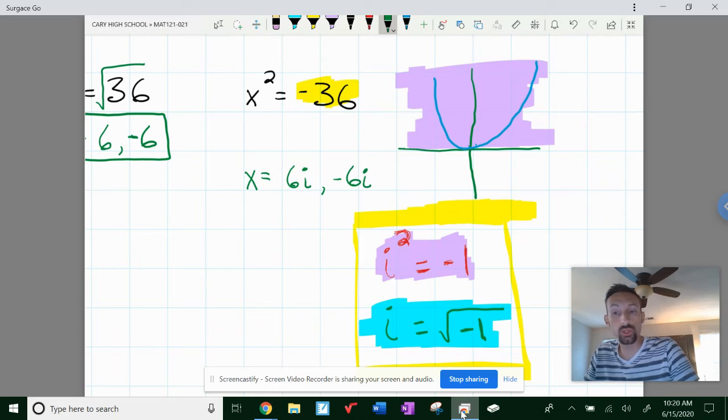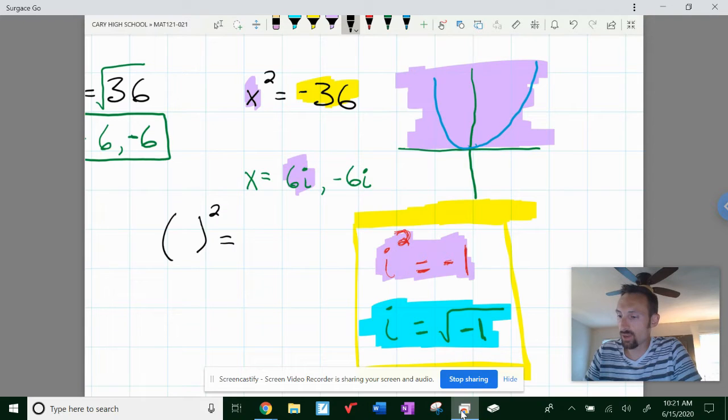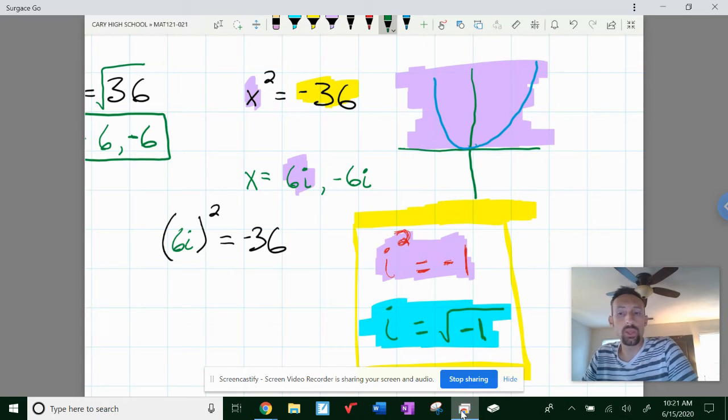I'm not going to explain why. I'm just going to prove to you that this is a solution that will result in a true equation. And so I'm just going to use this one here. I'm going to take 6i and plug it in here for x, and I'm going to prove to you that based off of these rules that I've boxed here, this will result in a true equation. So I'm going to square the x value and I need to get out negative 36. So I'm going to take 6i and plug it in there. Well, 6i times 6i is going to give me 36i squared.